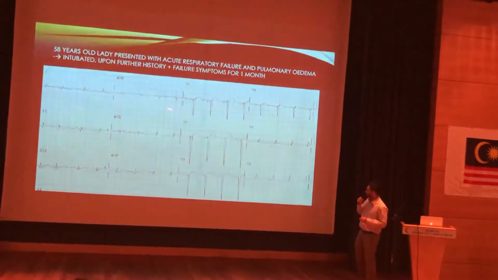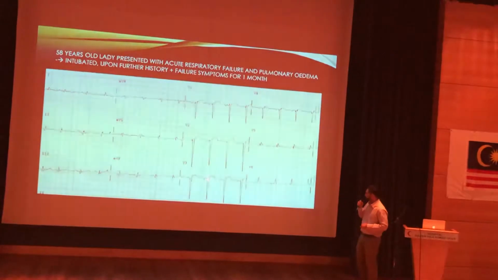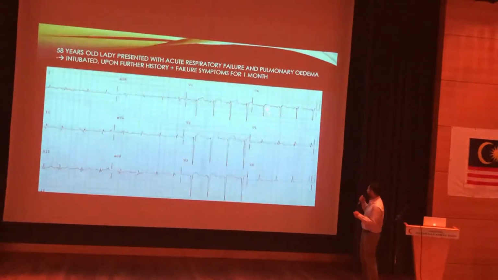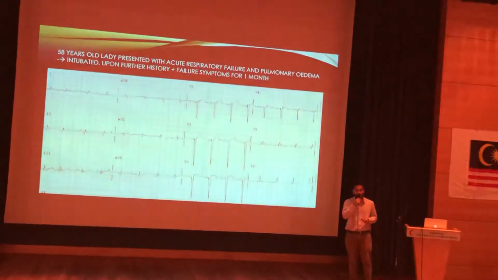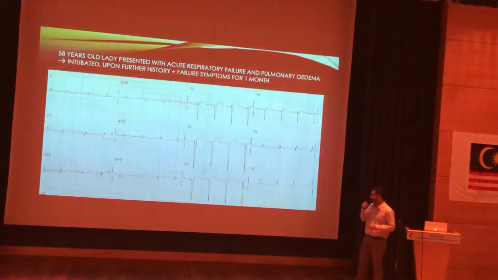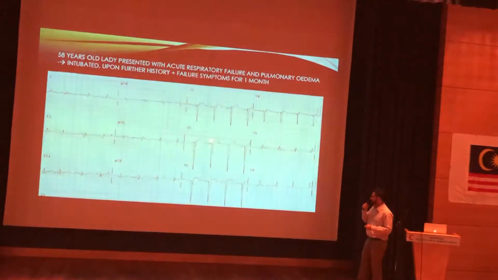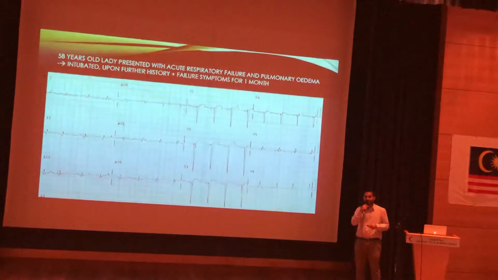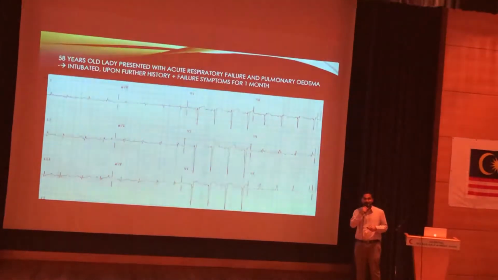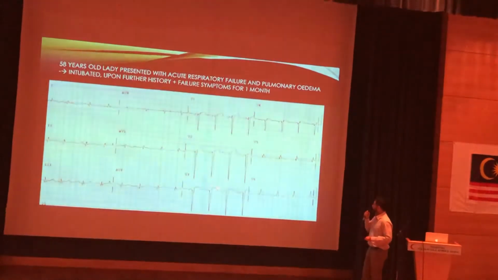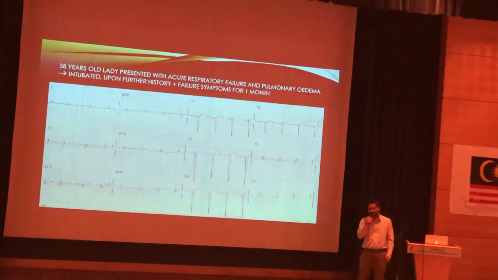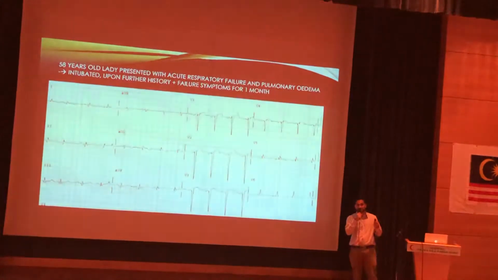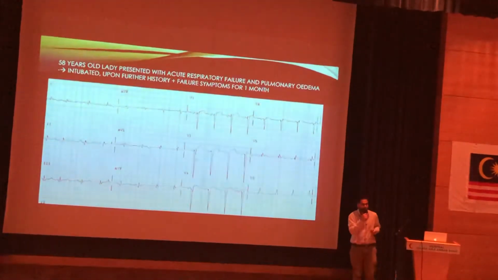Do you appreciate the Q wave over your V2, V3, V4? Is there ST elevation anywhere? Is there ST elevation over here? V2, V3, V4 is there. Patient, 1 month history of failure symptoms. This time came in, shortness of breath worsened, very, very acute. What do you think is going on with this patient?